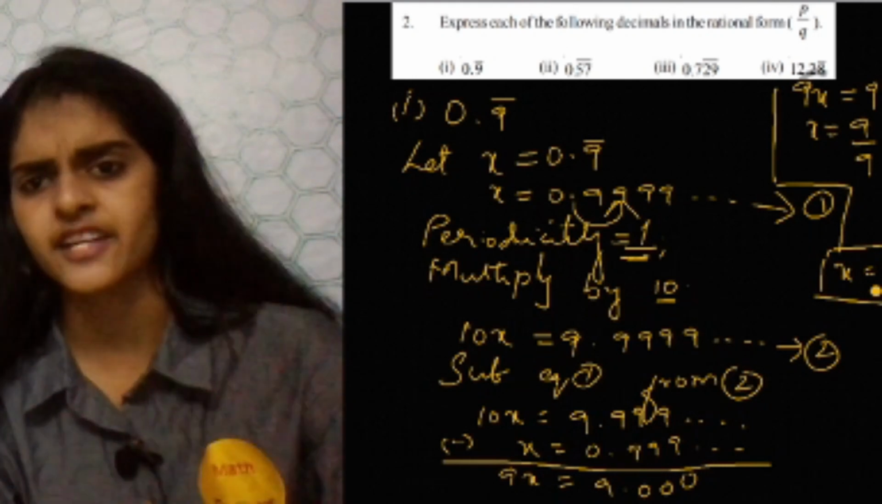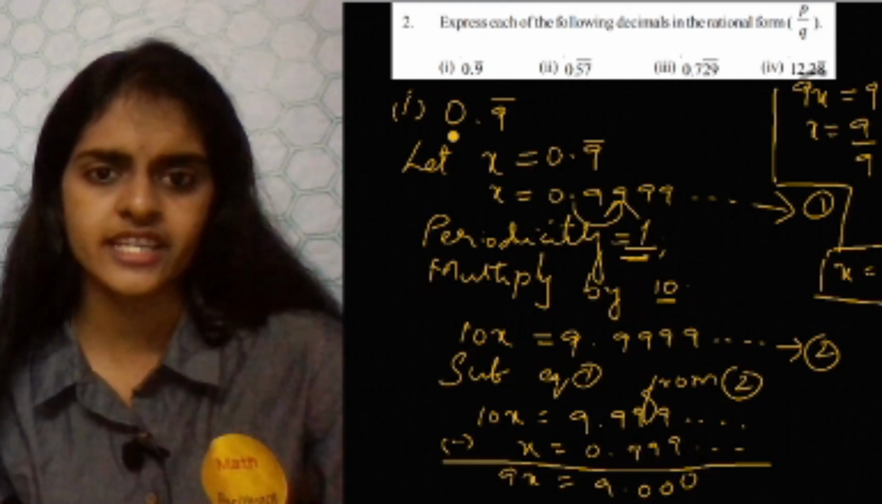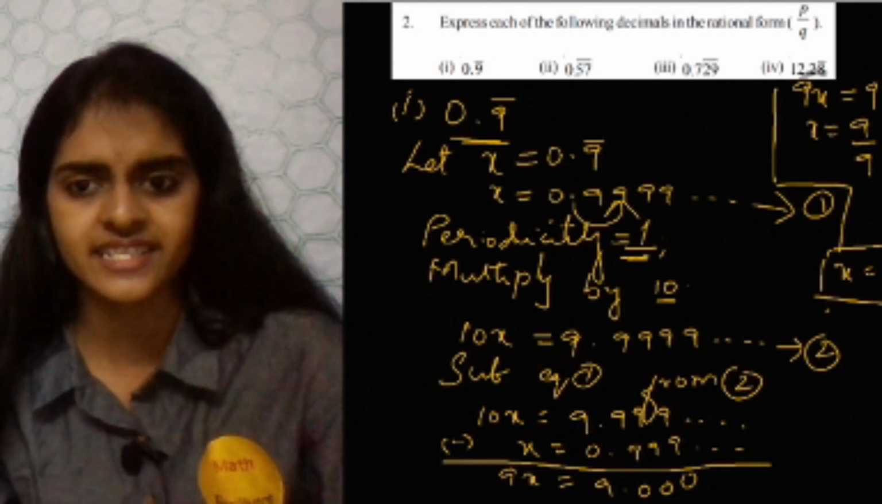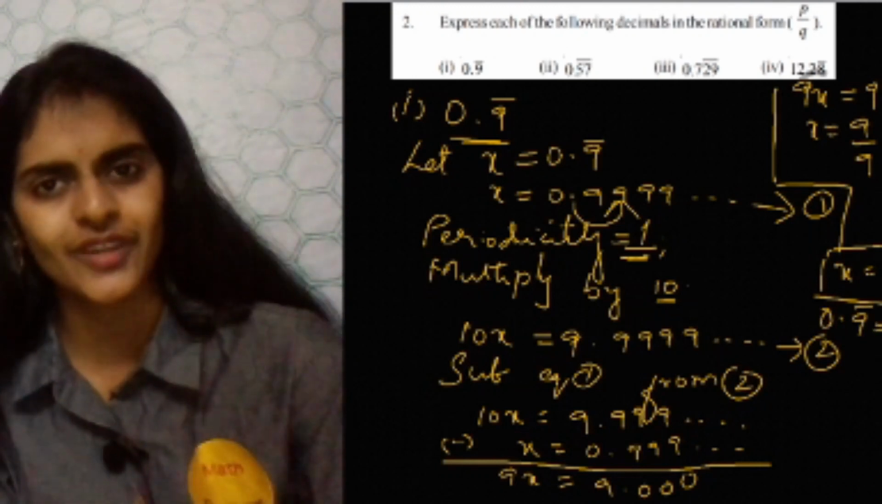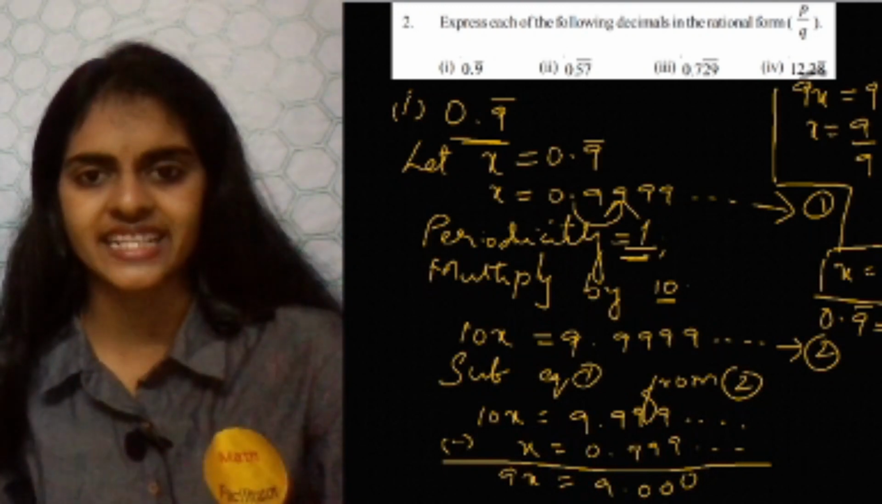Now what is x? You have taken x as 0.9 bar, isn't it? So 0.9 bar is nothing but 1. 1 is a rational number. Do you agree? Yes. So let us move on to the next question now.